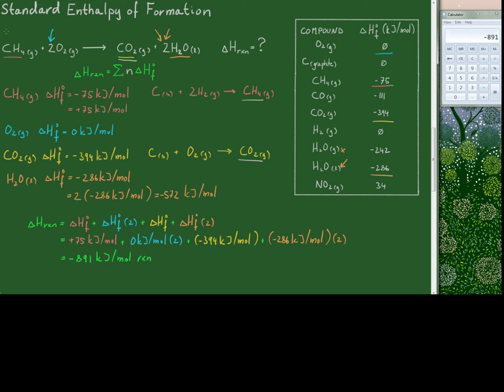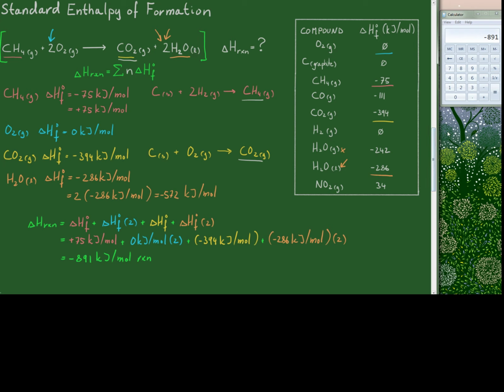So another way, we have calculated the enthalpy change for 1 mole of this reaction. 1 mole of a balanced reaction, which includes 1 mole of methane, 2 moles of oxygen, 1 mole of carbon dioxide, and 2 moles of water.